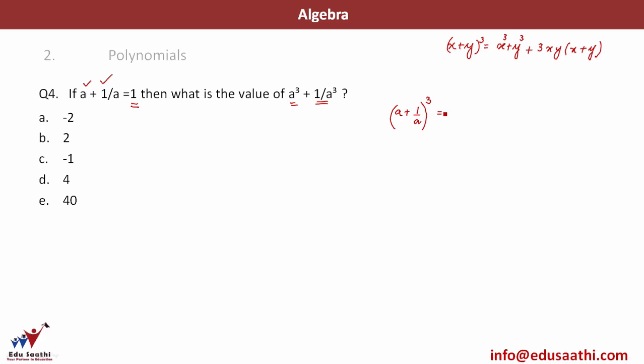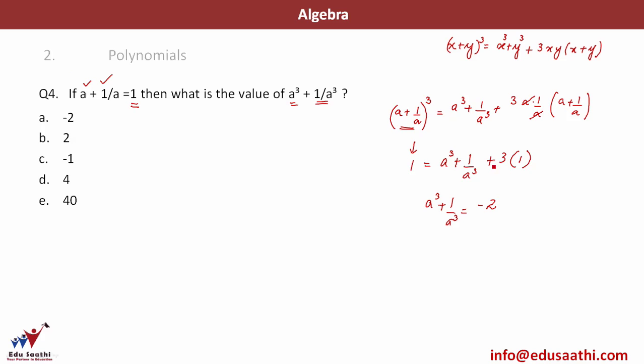So if I just put in the values, it will be a cube plus 1 by a cube plus 3 times a into 1 by a into a plus 1 by a. So this a and 1 by a would get cancelled out. I know the value of a plus 1 by a is 1, so 1 is equal to a cube plus 1 by a cube plus 3 times, again it is 1. So I just look at the values and I get the value of a cube plus 1 by a cube as 1 minus 3, which is minus 2.